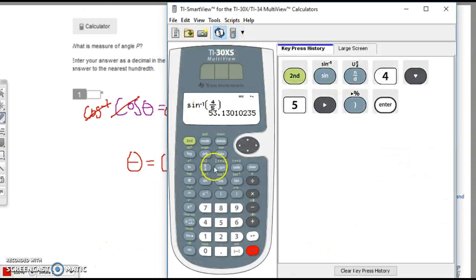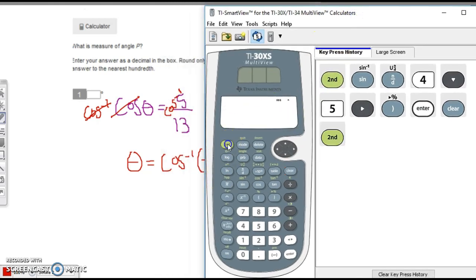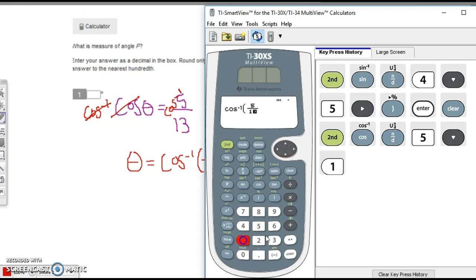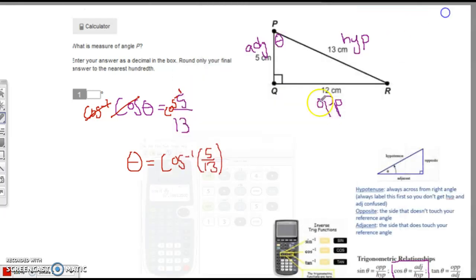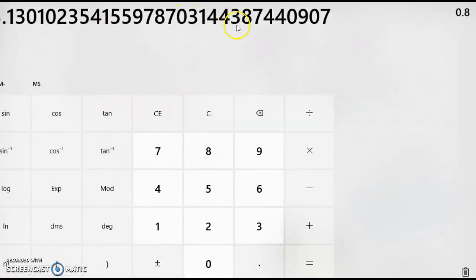Now remember, you can either type it in exactly how it looks if you have this kind of calculator. So second cosine fraction 5 over 13. And it's approximately 67.38 degrees. If you don't have this calculator and you're using a computer calculator, then remember you need to do 5 divided by 13 first. Because that's what a fraction means. A fraction just means divide. So do 5 divided by 13 and then hit that inverse cosine button.